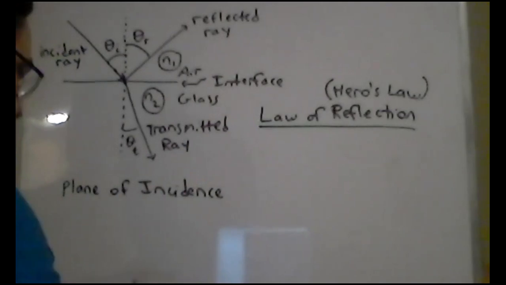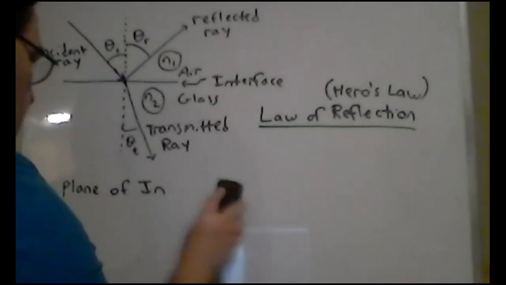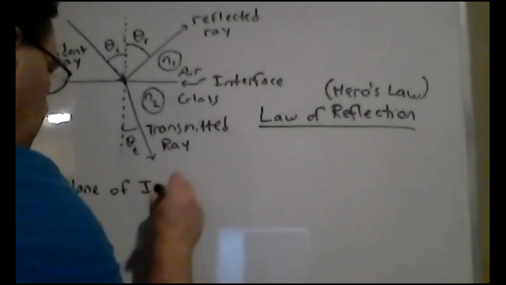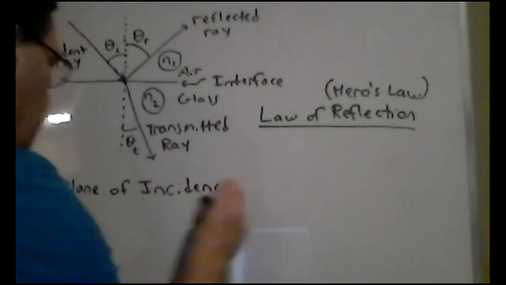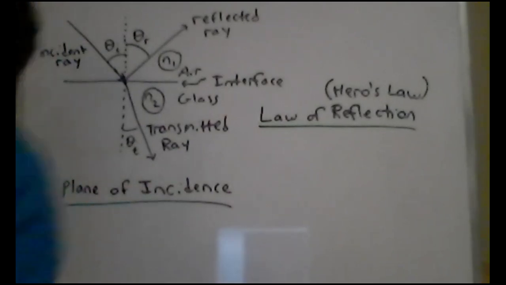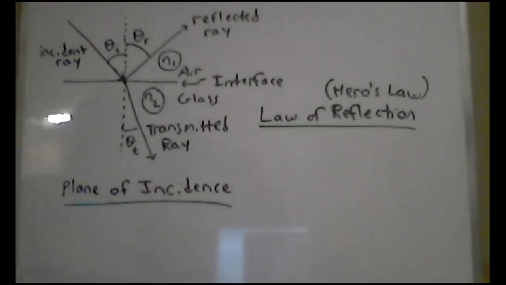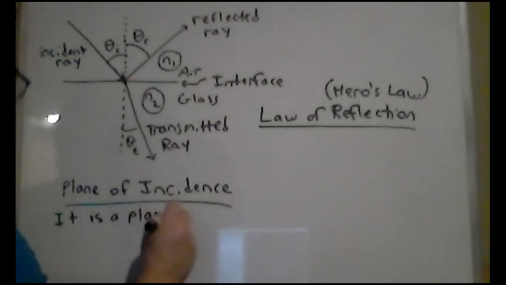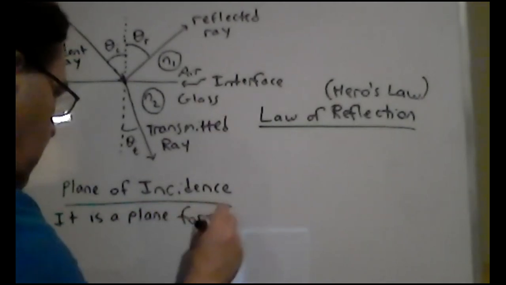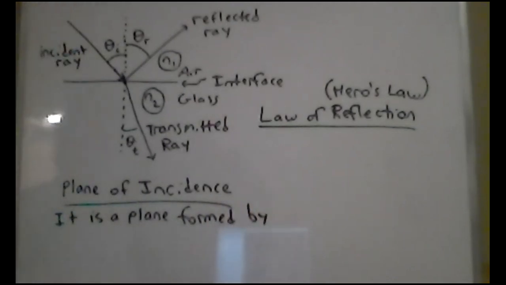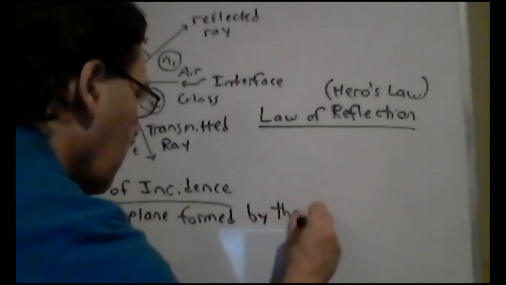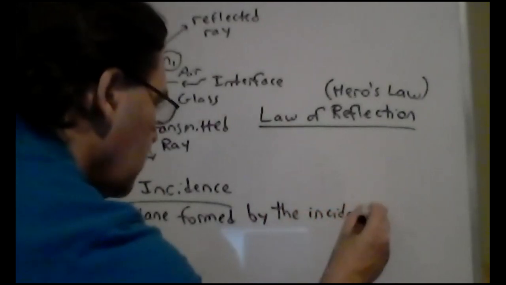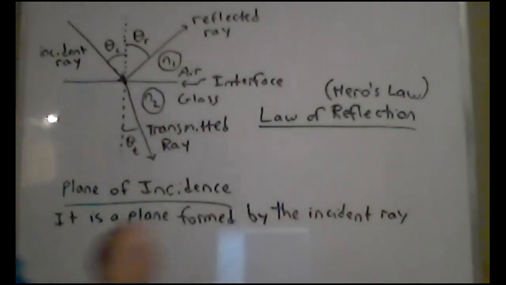Okay, the plane of incidence is a plane formed by the incident ray and the normal. These two vectors form a plane.